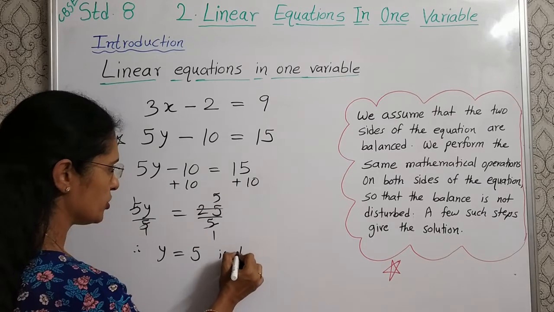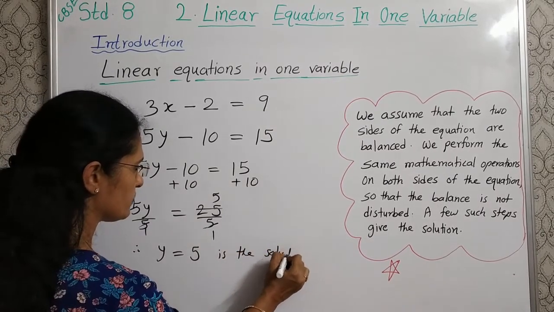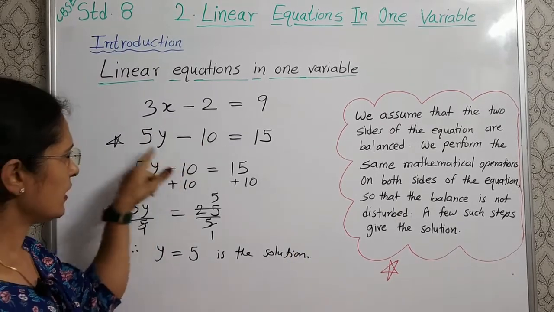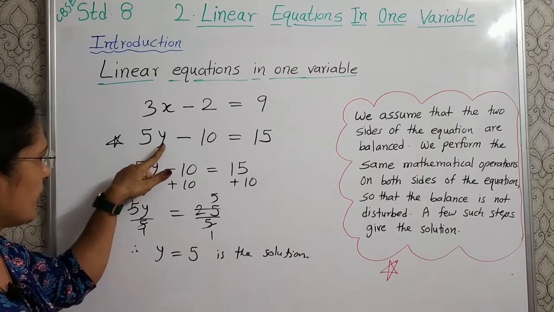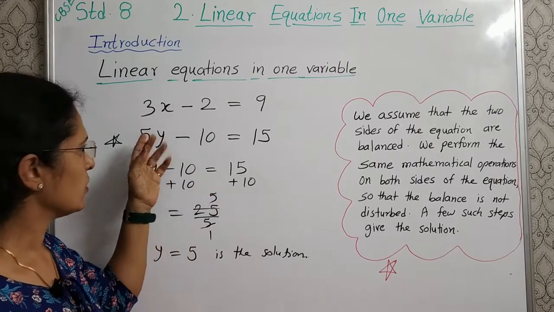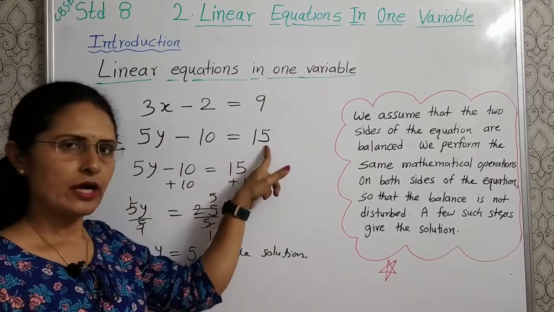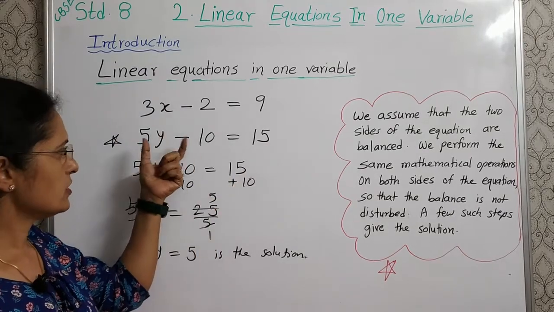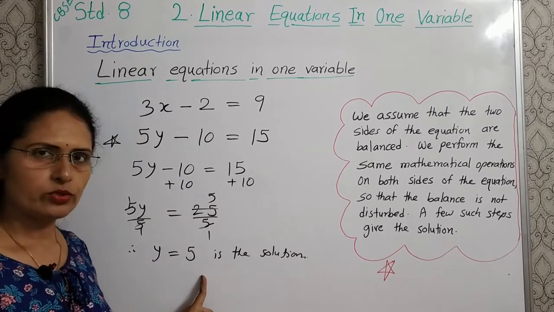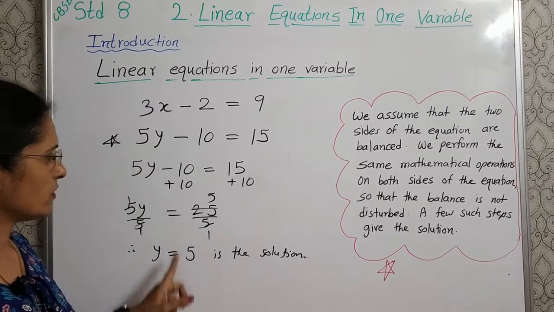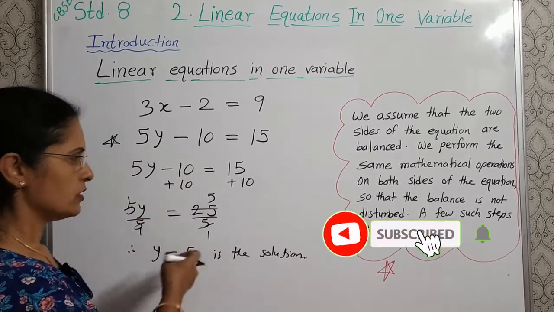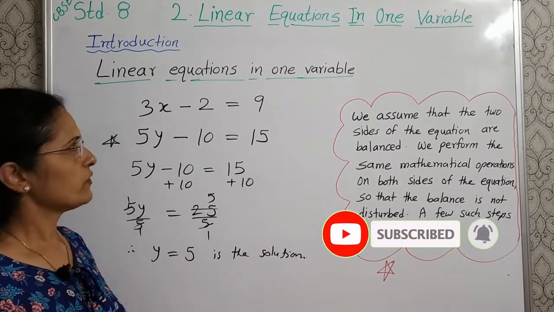So this is the solution. It means when you substitute this y here and solve LHS part, let us solve. If you write here 5, then 5 into 5, 25. 25 minus 10 is 15. So LHS you will get 15, and RHS is also 15 there. So LHS will be equal to RHS, but when it is equal, when y is equal to 5. If you substitute y is equal to 5, then this will get balanced. Both sides are equal, and this is how we solve the linear equation in one variable.